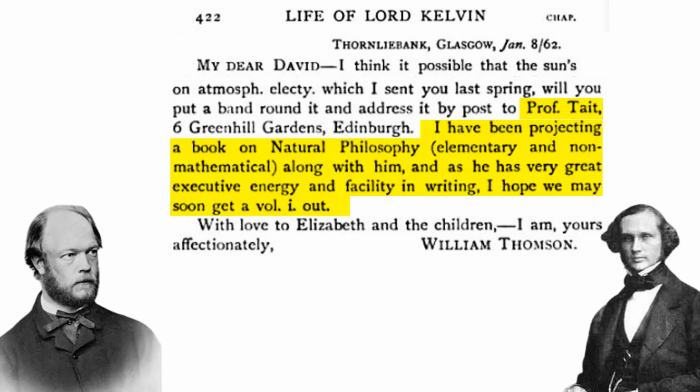Thomson then decided to collaborate with Tait on a series of physics books, writing his brother in January of 1862, "I've been projecting a book on natural philosophy, elementary and non-mathematical, along with Professor Tait, and he has a very good executive energy and facility in writing. I hope we may soon get volume 1 out." However, both Tait's and Thomson's elementary physics book and Hamilton's quaternion books were taking a lot longer than anyone expected.